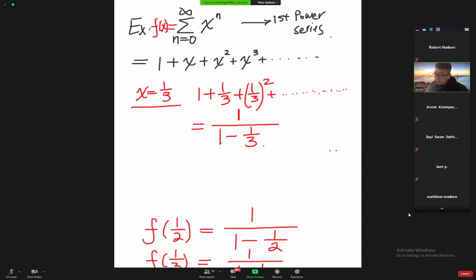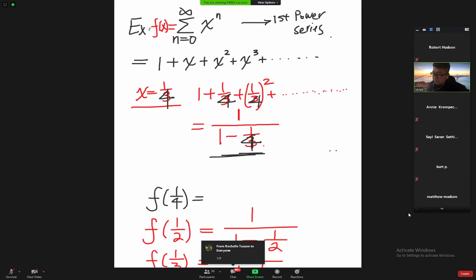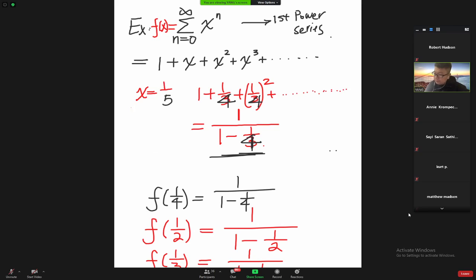How about x equals 1/4? I'm keeping going. So what's the result over here? Any change? The bottom will be 1 minus 1 over 4. Yes. So what I got is f(1/4) equals 1 over 1 minus 1 over 4. How about 1/5? Just like a worker, right? How about 1/5? What's the difference right here? 1 over 5, right?